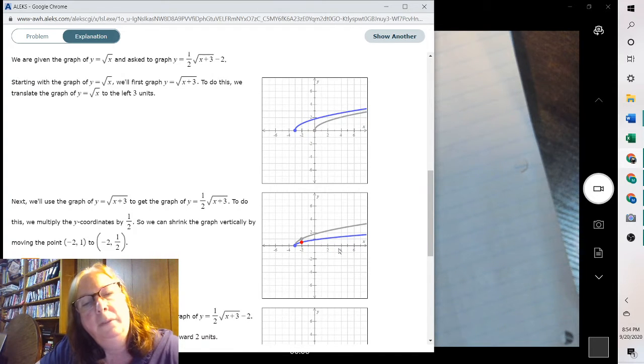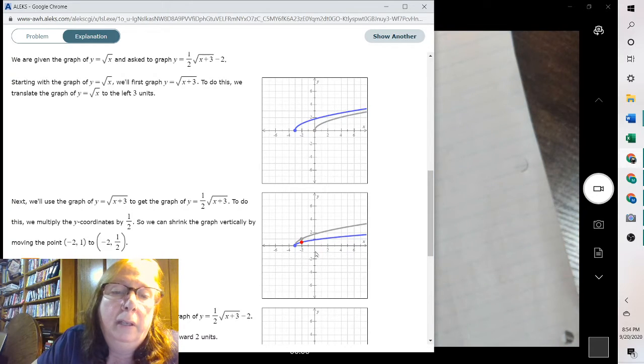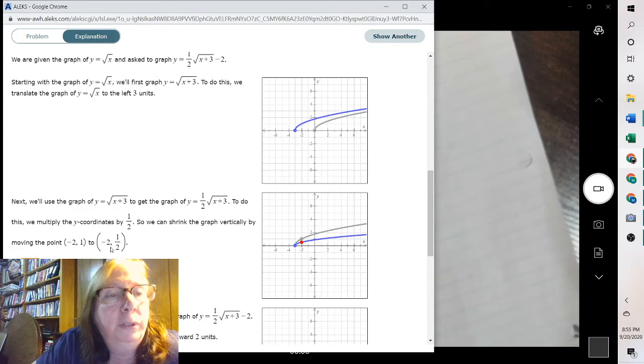You're first moving left 3. Then you want to, the normal graph would hit up here at -2, 1. And so they want you to shrink it. In order to shrink it, you're changing the y value. So you take the point -2, 1, and you multiply it by your a, which is 1/2. So -2 times the 1 times 1/2 is 1/2. So they're just getting that second point and shrinking it. And then after that, they're going to move it down 2. So then you take this whole graph and move it down 2.